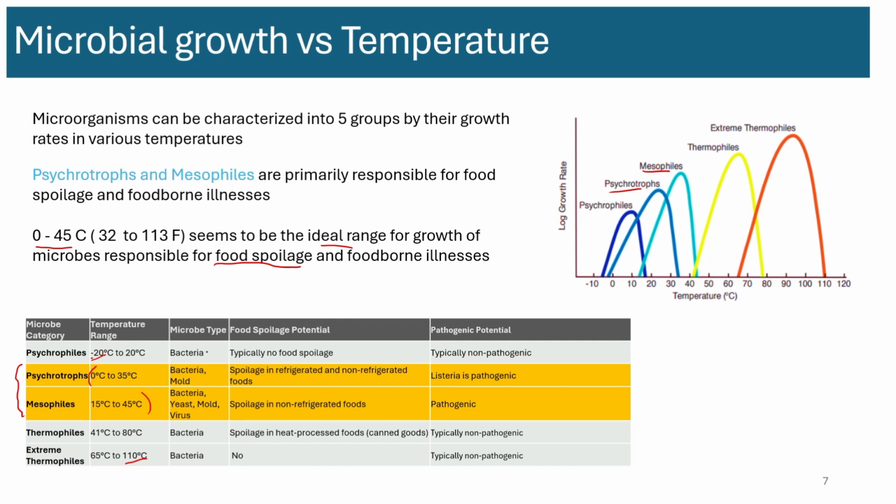And what are the categories? Typically bacteria, mold, and yeast are the microbes that will cause food spoilage. Viruses, on the other hand, are pathogenic. They can create foodborne illnesses, but they don't spoil food. The ones that you will mostly see inside a refrigerator are the psychrotrophs, primarily bacteria and mold. And some of them are pathogenic. All right.